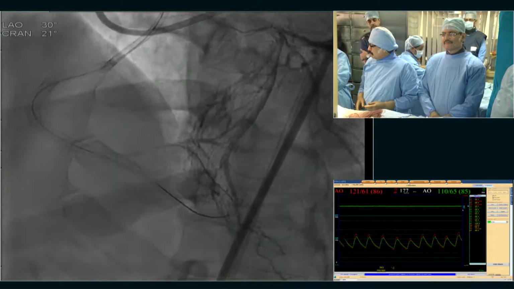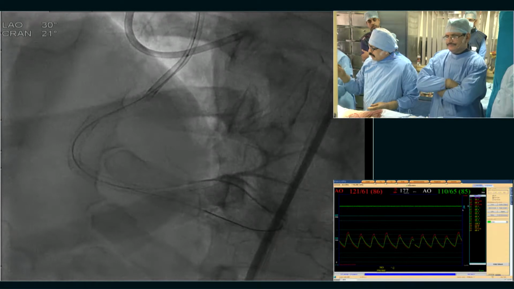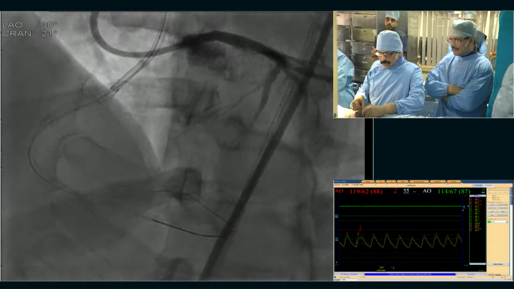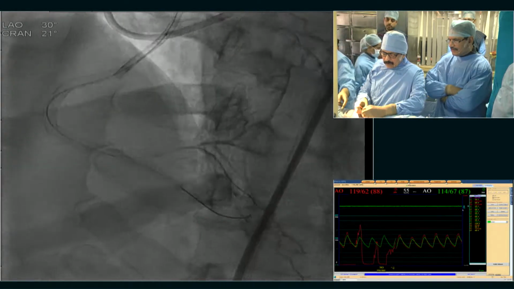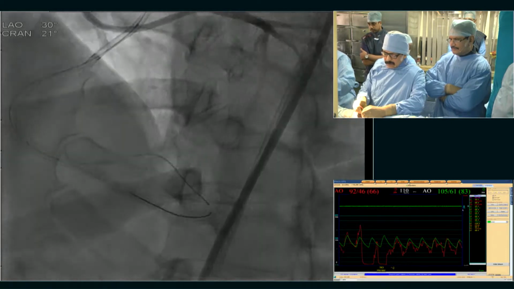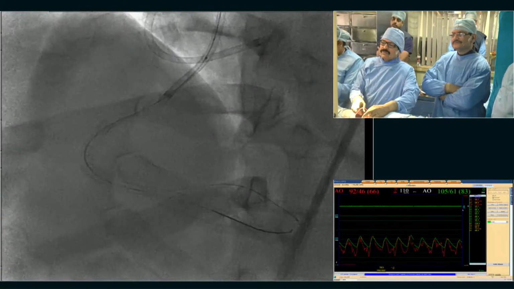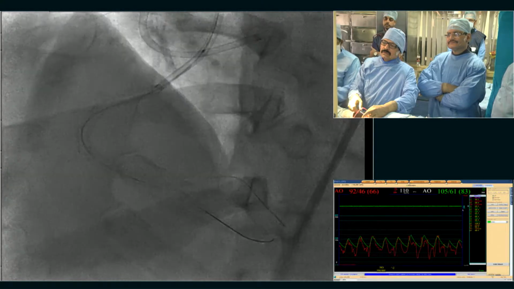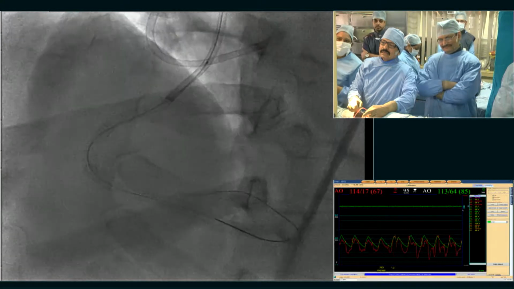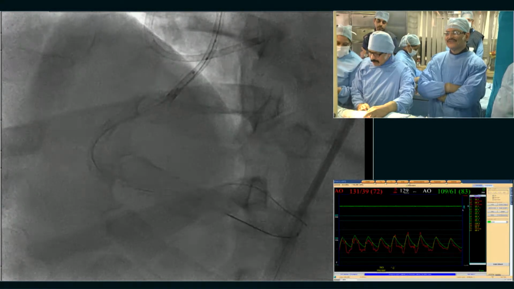So now remove the Crusade with a balloon. I don't know what name you have in your country. Is it Crusade again? Crusade only. Actually, we have a Sasuke also available with us. Sasuke is a new one from Asahi. Crusade is an old one, from Kaneka. So now it's in France. It's from Terumo. Okay, right.